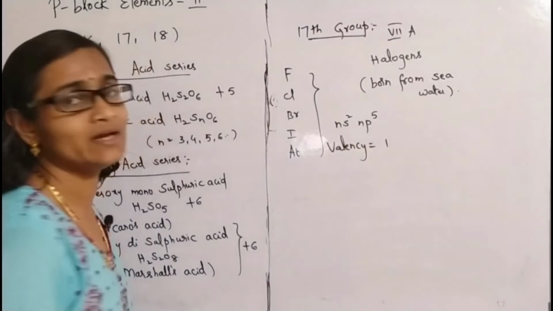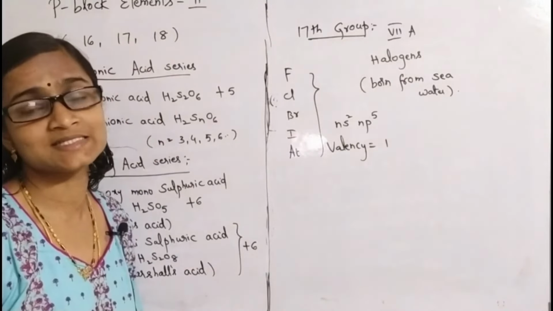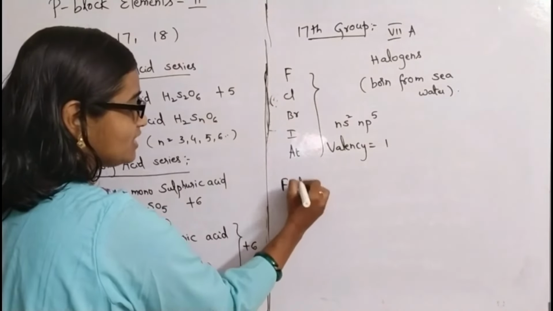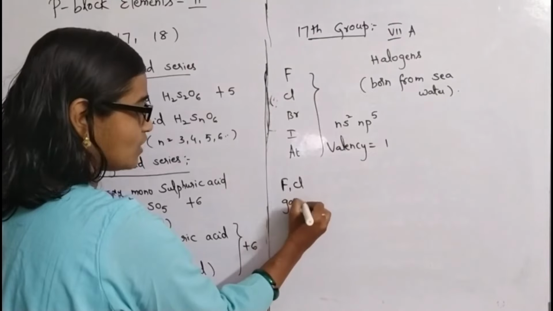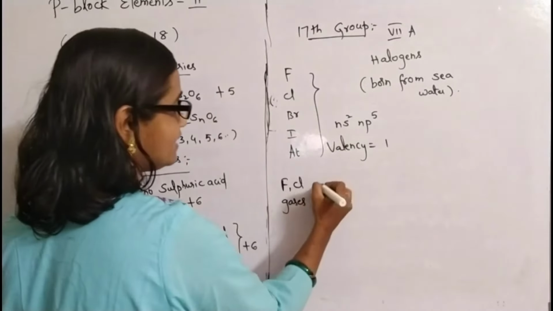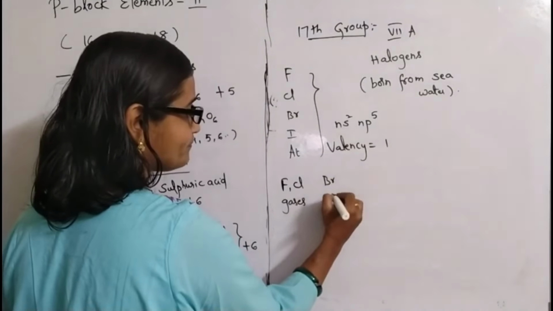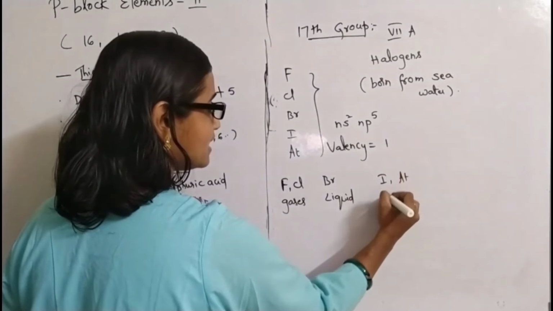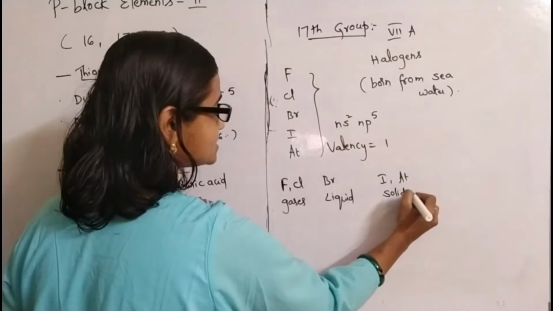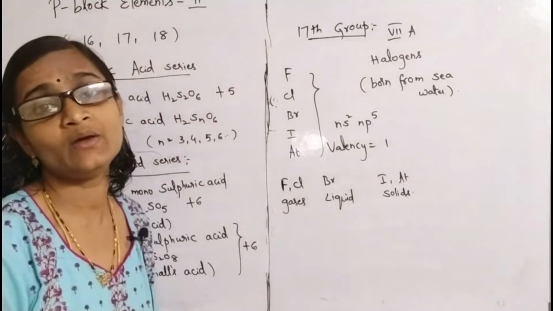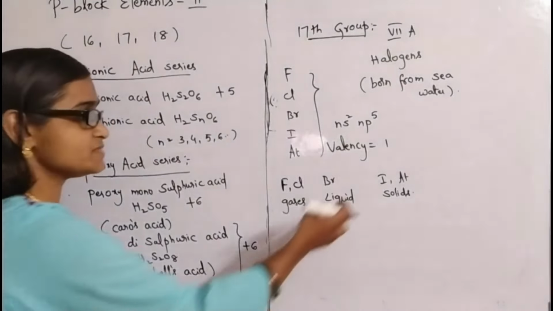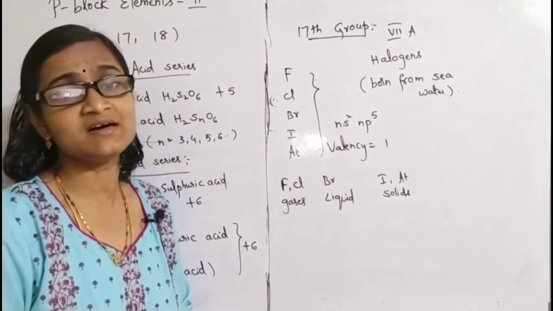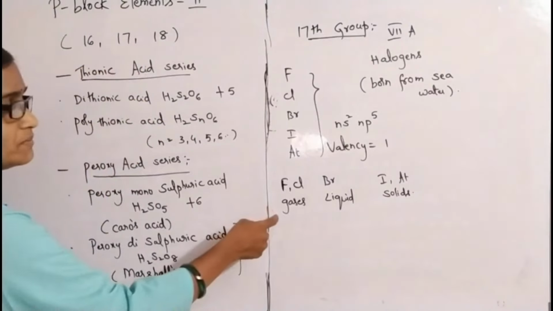Monovalent, valency is 1. These all are non-metals. In these non-metals you will find fluorine and chlorine in the form of gases. Bromine is a liquid non-metal. Iodine and astatine can exist in the form of solids also. Astatine is a radioactive metal, it exhibits metallic character. I already told you, down the group, the bottommost element is a metal. Please remember that point.